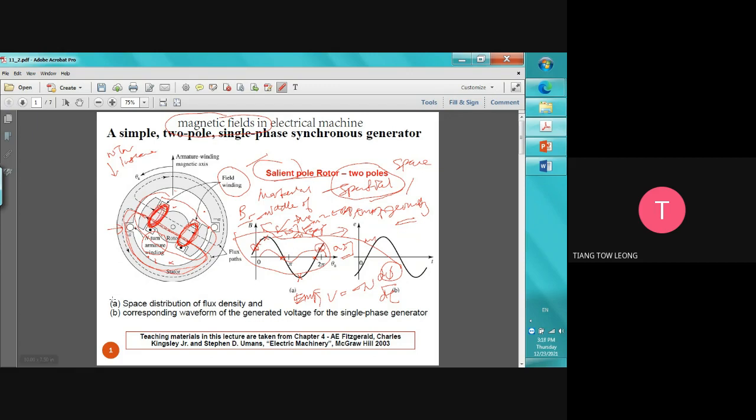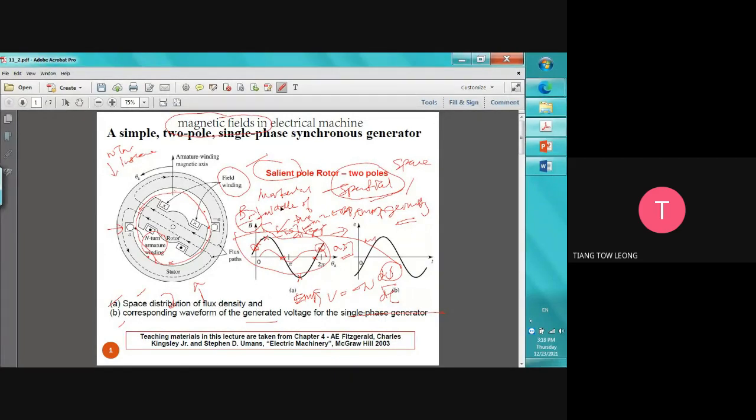So here we have two things. One is the space distribution of flux density. In this space, there's no touching of any material, I mean magnetic material, for example the stator core or rotor core or anything, none. We are interested in the space distribution of flux density. And from the space distribution of flux density, we can further derive the corresponding waveform of the generator voltage for the single phase generator. So this type may be used to design a generator.